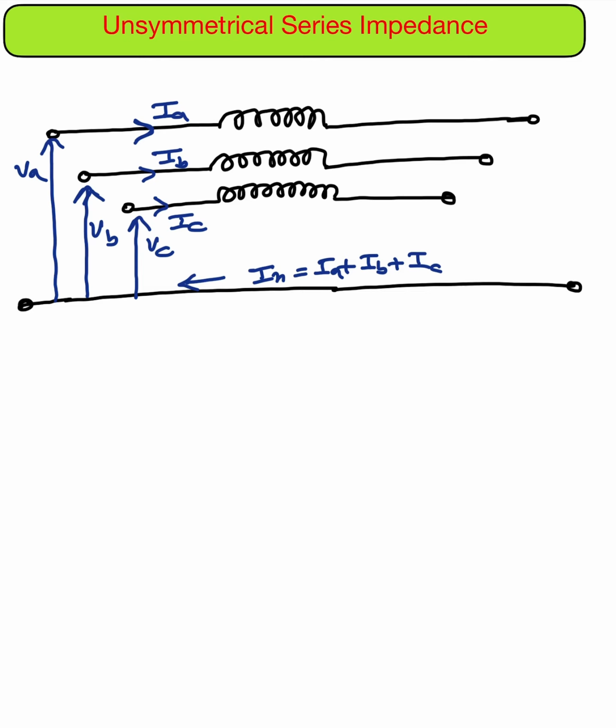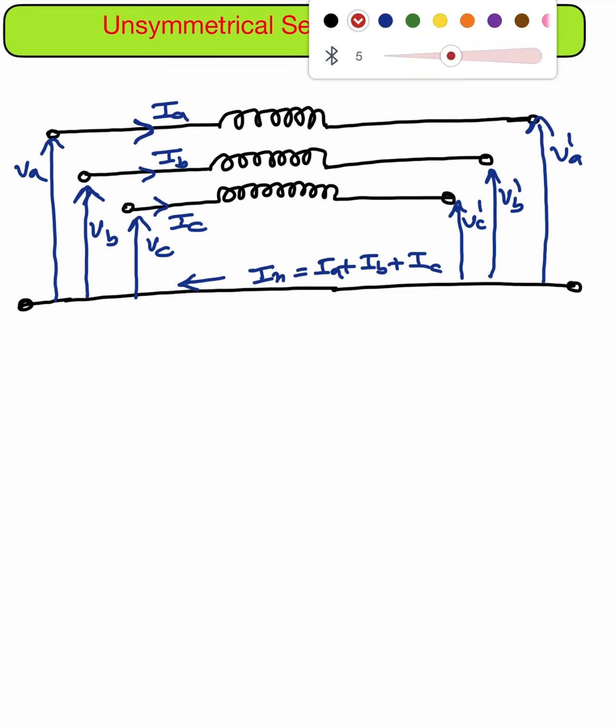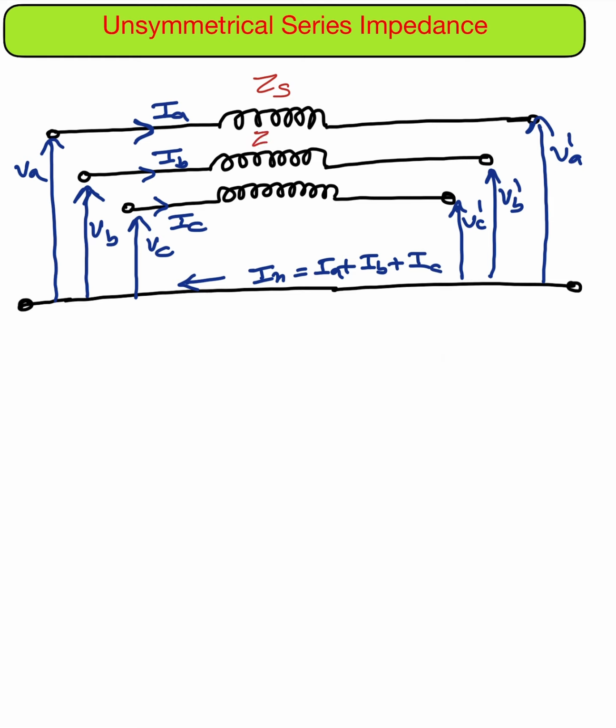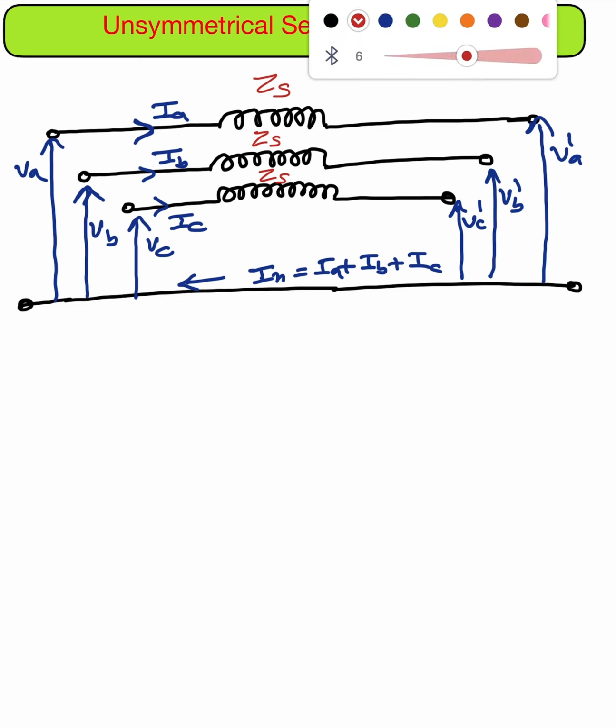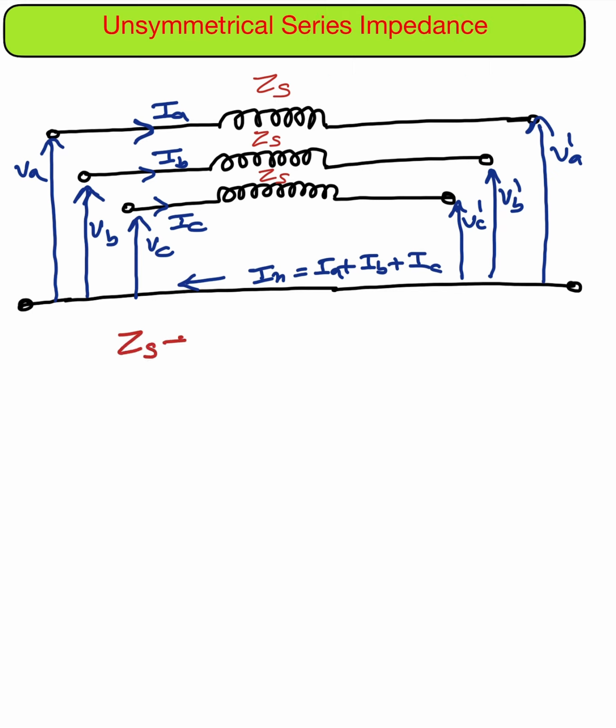Here, across that, the voltages you have to consider are VA dash, VB dash, and VC dash. Here you can see that the impedance we have considered is ZS. So this is ZS, and this is ZS. ZS basically shows that it is the series impedance.